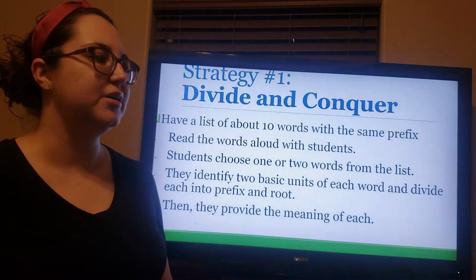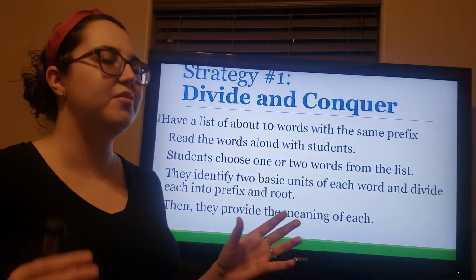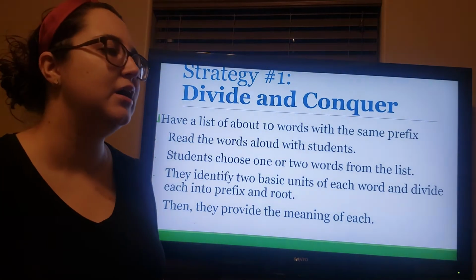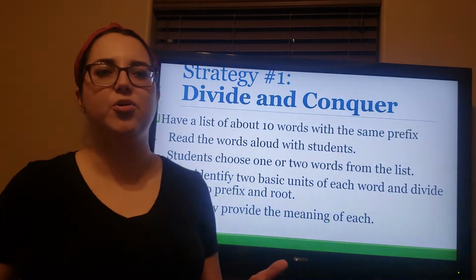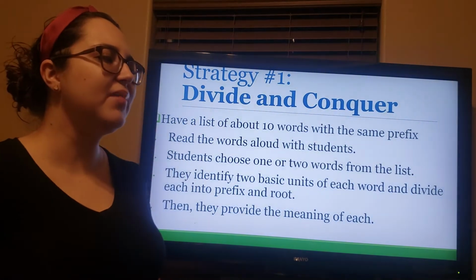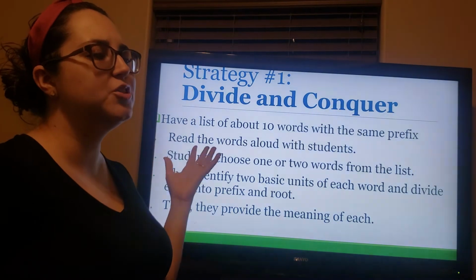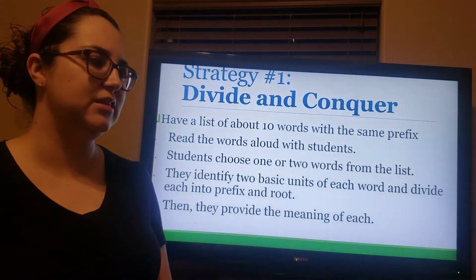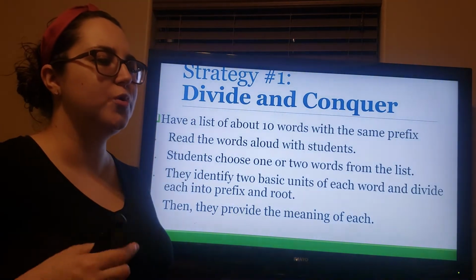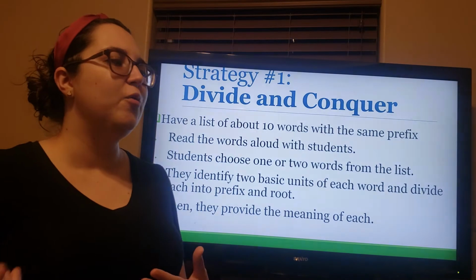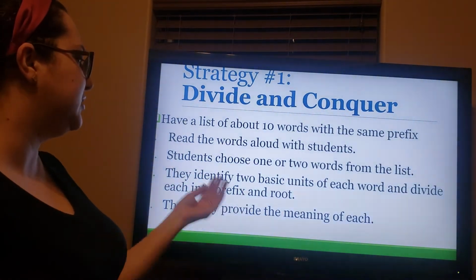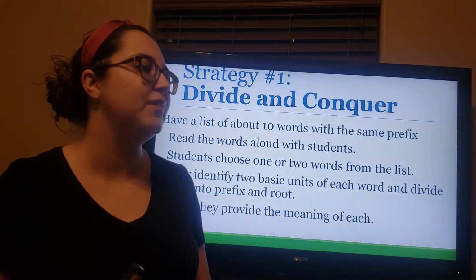So this is how it works. You have a list of about 10 words with the same prefix. So you choose these words, for example, distract, disorder, disintegrated, disown, disapprove. The first step is you read the words out loud to students so they can hear those words orally. And you have students choose 1 or 2 words from the list where they're going to identify the 2 basic units of each word and divide them into a prefix and a root.